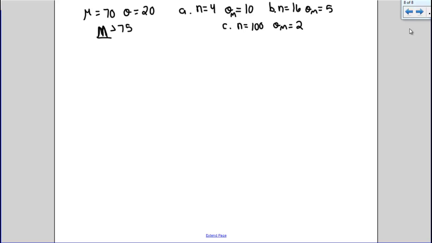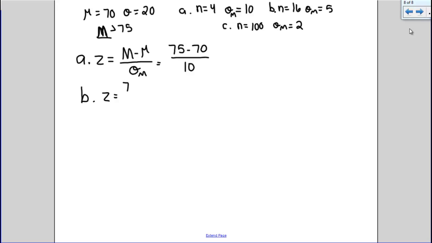Okay, finding z's. So for part A, remember our z is equal to the sample mean minus the population mean divided by the standard error. And in all of these cases, 75 is the sample mean of interest, 70 is the population mean, and the standard error changes based on the different sample sizes. So in this one, we have 10, whereas in part B, z is equal to 75 minus 70 divided by the standard error for part B, which was 5. And for C, remember, we still have the same sample mean and population mean in the numerator. It's just the standard error that's changing.